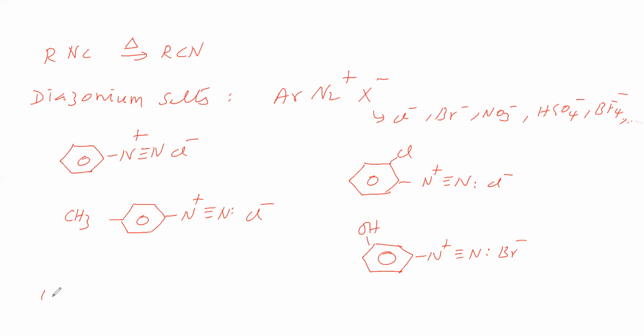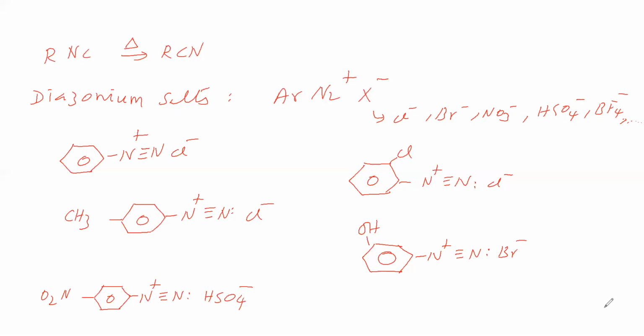Next, in the place of Ar, we will take a para nitrophenyl. Like this we will take. N plus triple bond N, and in the place of X minus, we will take HSO4 minus. Now it is called para-nitrobenzene diazonium bisulfate.